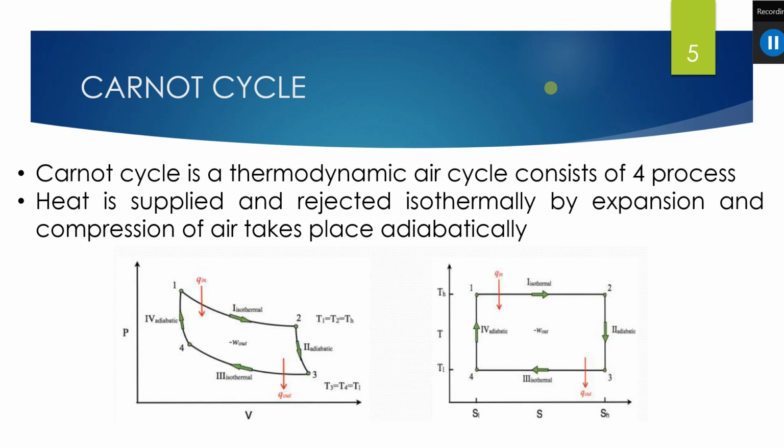In an ideal Carnot cycle, air is the working fluid, and heat is supplied and rejected isothermally, or at constant temperature, and the air expands and compresses adiabatically. An adiabatic process means without any heat addition or rejection. Also, a reversible adiabatic process is known as an isentropic process because the entropy of the system remains constant in this process.